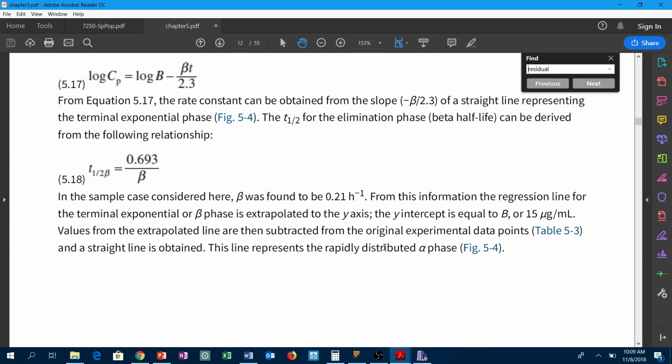When you graph this, notice you're going to graph the original line, extrapolate over the linear portion of it, and we're going to have time zero. Then you use those two values, subtract them, and whatever number you get, you have the residual line of that value.